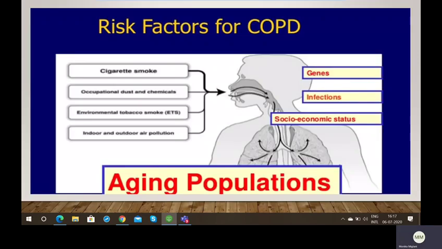Now coming to the risk factors. Risk factors include cigarette smoking, occupational dust and chemicals, environmental tobacco smoke, indoor and outdoor air pollution, and some others such as genetic factors, infection and socioeconomic status. The aging population is also prone to COPD.